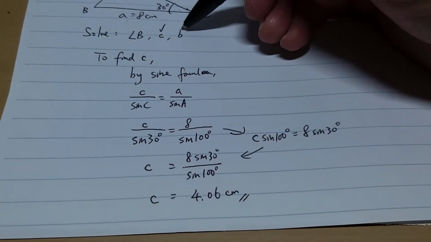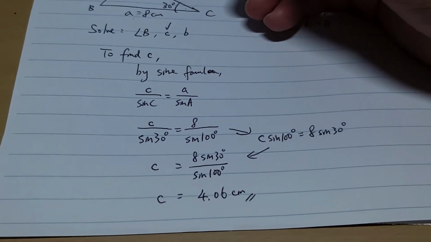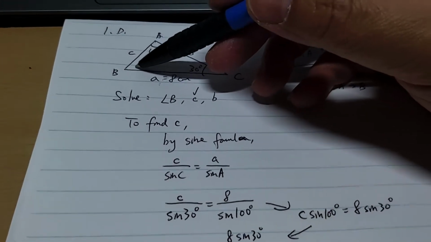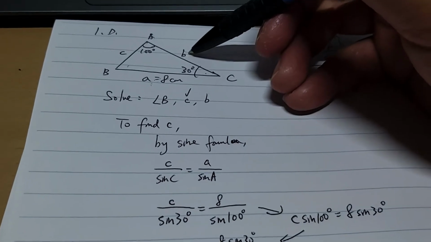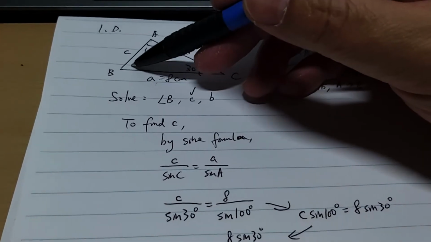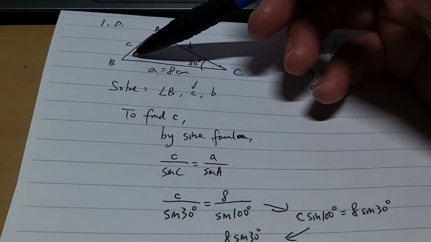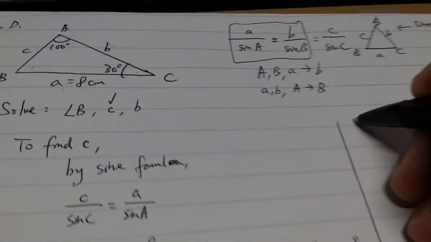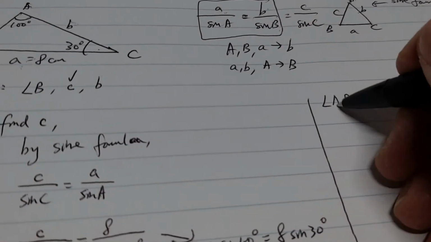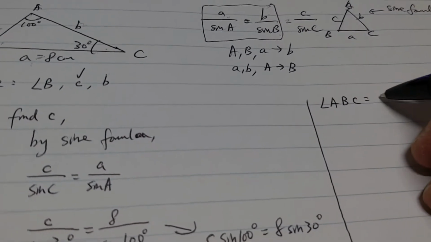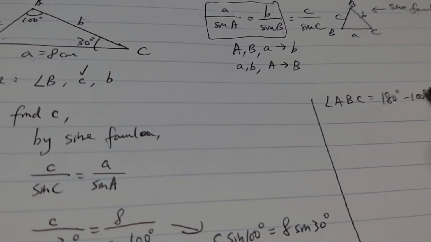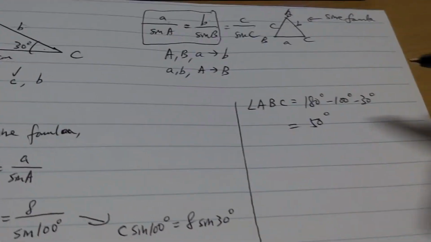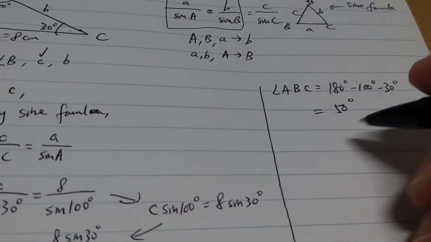Can we solve b? Before we can solve side b, we need to find angle B. Otherwise, we cannot find this side. So we need to solve B. Well, angle B is very, very easy. Angle ABC is equal to 180 degrees minus 100 degrees minus 30 degrees, which is 50 degrees. So angle B is 50 degrees.